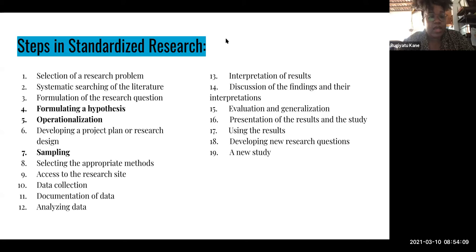Step 15, you're evaluating and generalizing. So where is it that these results can be replicable, or where is it that they can be applicable to that larger population because you took a sample? And then you want to present this information. You can present it in the form of a paper, in the form of a poster, and there are other ways of presenting research data. Then this research can be used. So the results from your study can be used to develop new questions and to lead to further or future studies. This is the process of standardized research. Are there questions about standardized research?